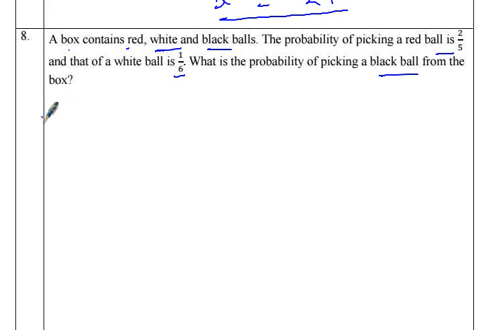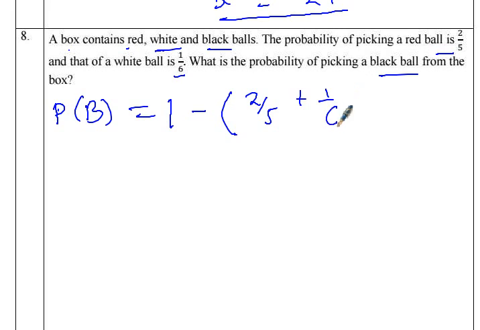Okay, so now that we're interested in the probability of picking a black ball, remember the total probability when we pick a ball from the box, all of them should add up to 1. But now that we know the probabilities of the red and the white, we can subtract them, and what we remain with is the probability for picking the black ball. Total probability is always 1. That's what I'm using here.